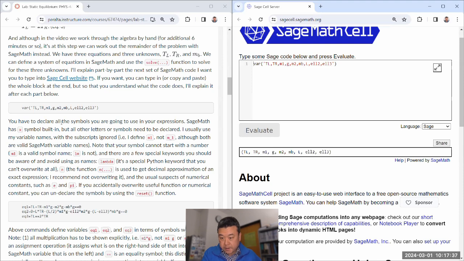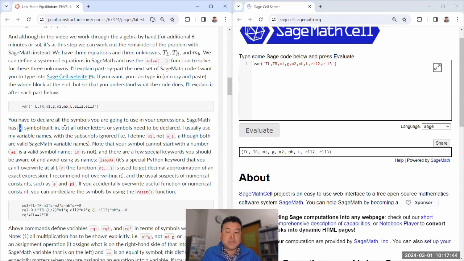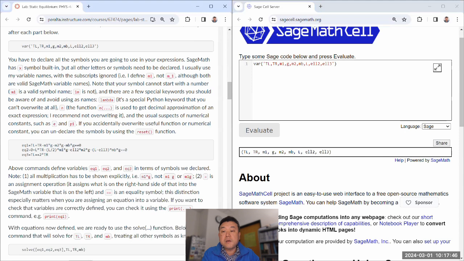You have to declare all the symbols you are going to use in your expressions. SageMath has the x symbol built in. That's the one symbol you don't have to actually declare. But all other letters or symbols need to be declared. I usually use my variable names with the subscripts ignored. That is, I define M1, not M_1, although both are valid SageMath variable names. Note that your symbol cannot start with a number. M1 is a valid symbol name, 1M is not.